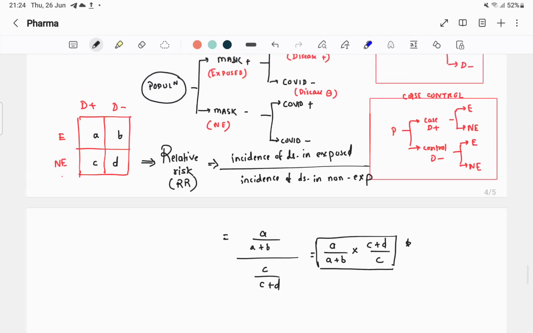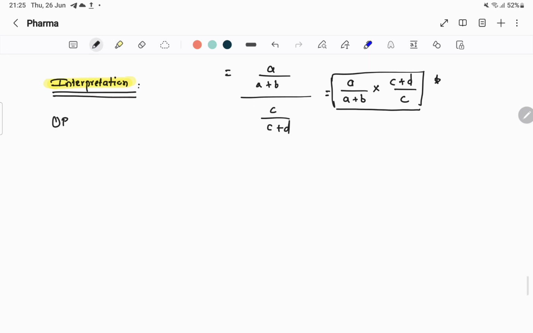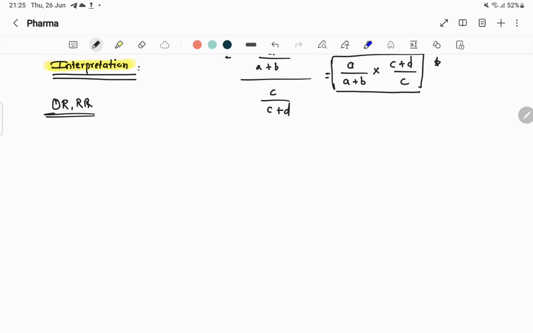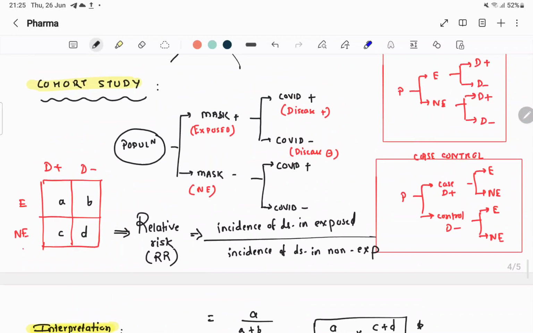Okay. Now I want to tell you that whenever we have to interpret it, what is the interpretation? Odds ratio, relative risk, any of this depending upon the study. It can be more than 1, it can be less than 1, it can be equal to 1. I am talking about association. Okay, we left one thing. In cohort we are progressing from exposure to disease, which is a normal direction. Exposure to disease. This direction is called prospective.